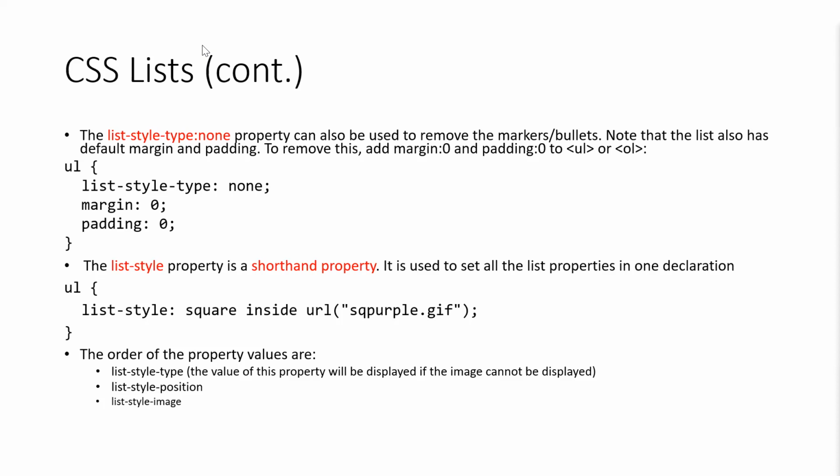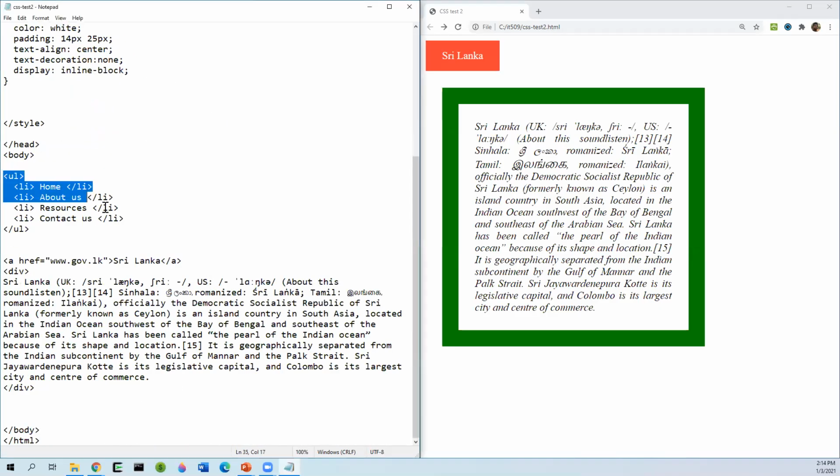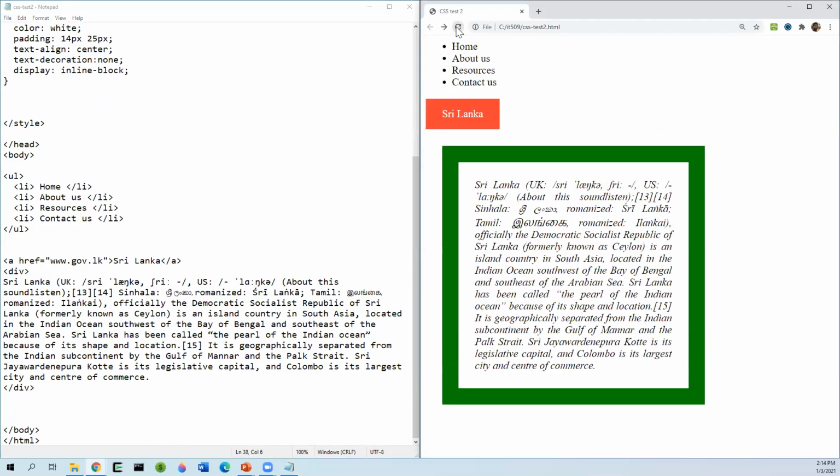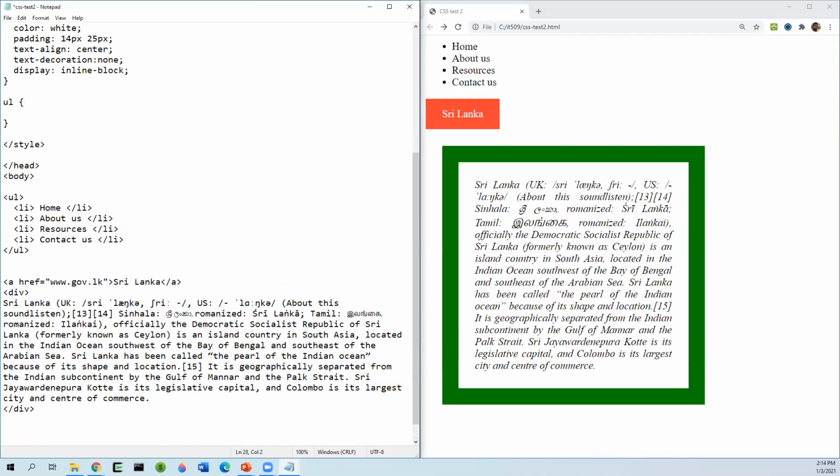If I put a list like this, we couldn't see the source files, so let me put it on the screen. I put a list: home, about us, resources, contact us. If I save this and refresh it, you will see bullets like this. Now, if you want to remove the bullets, simply go to styles, and here we want to change the way that our list appears. So we can put list style type to none. When you refresh it, you will see the spaces like this.